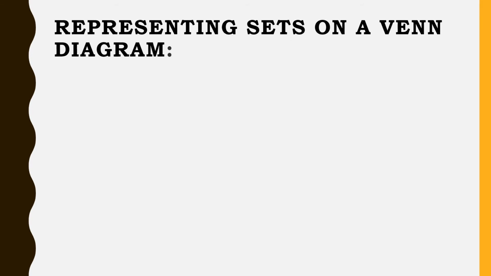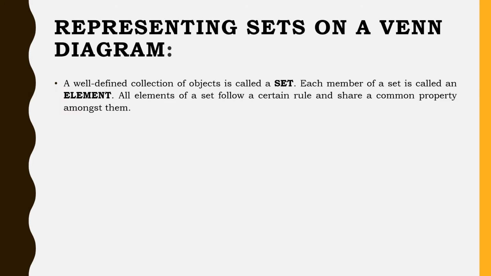Alright, let's represent sets on a Venn diagram. Now remember, we define a set as a well-defined collection of objects. And each member of a set is called an element. All elements of a set follow a certain rule and share a common property amongst them.